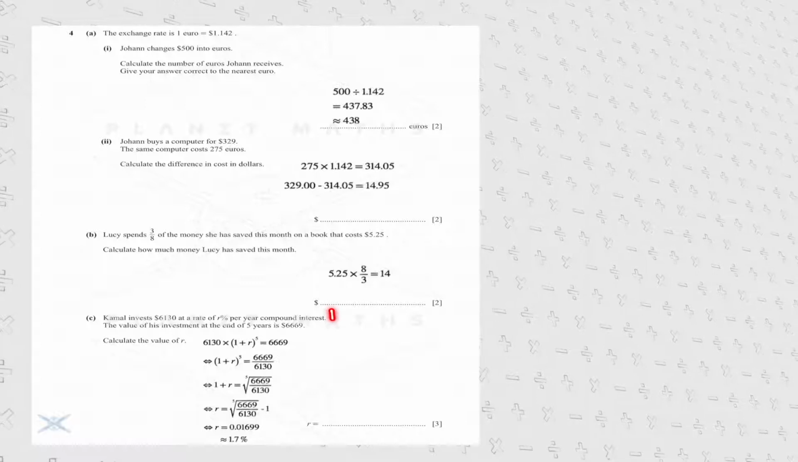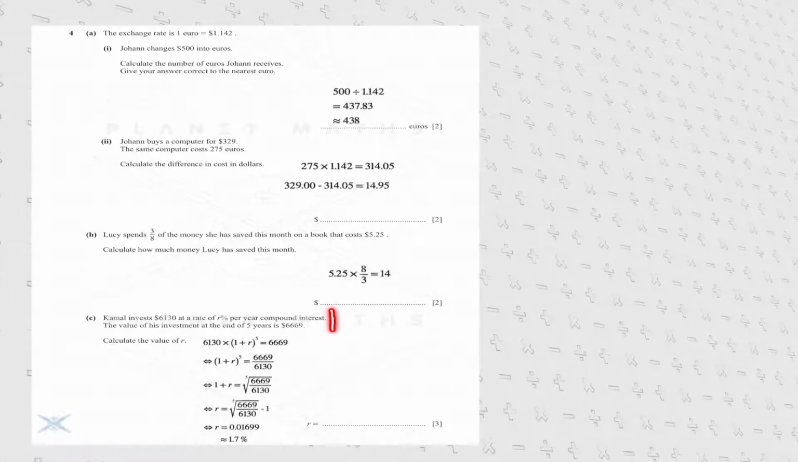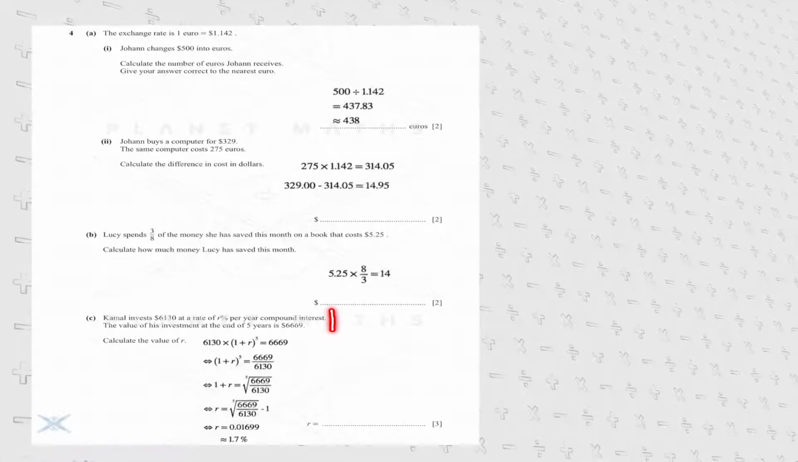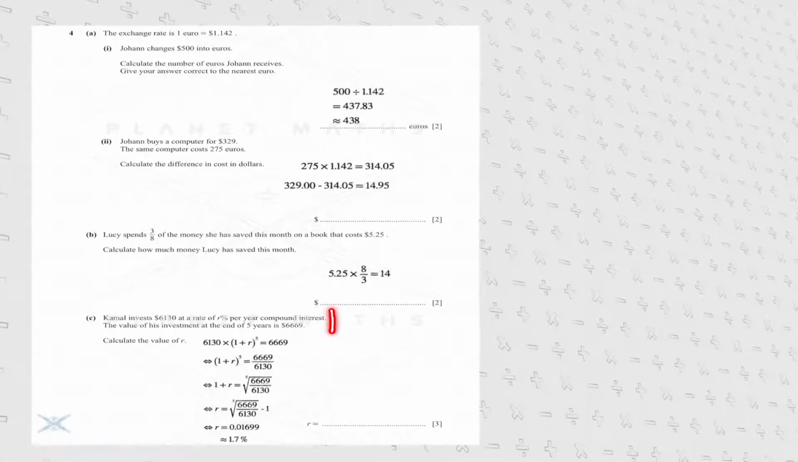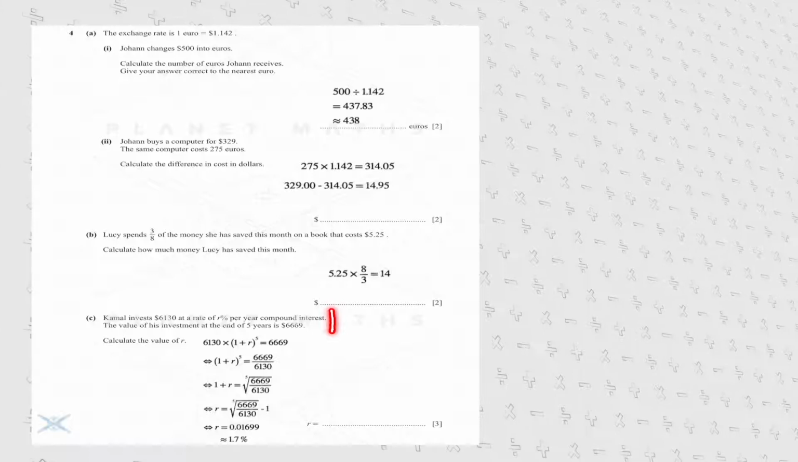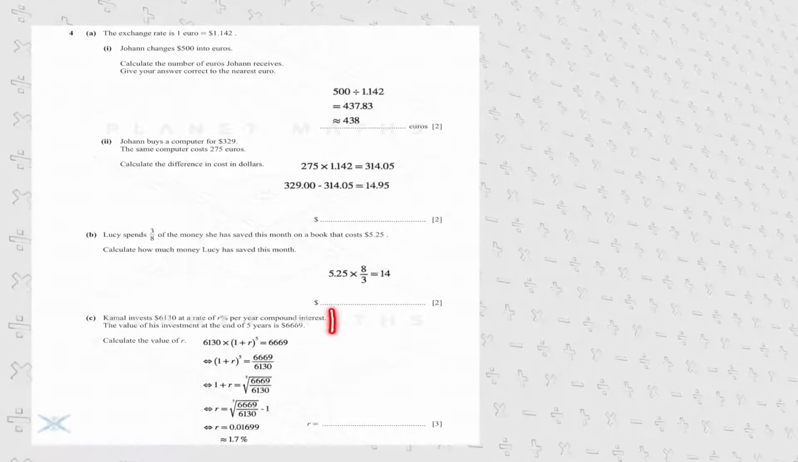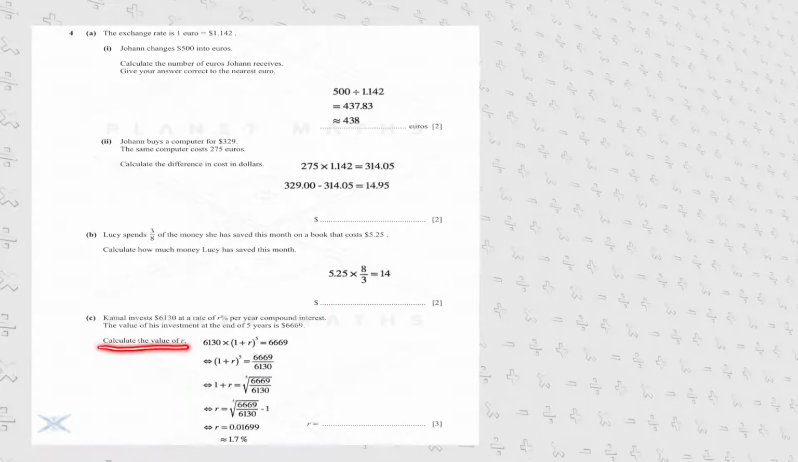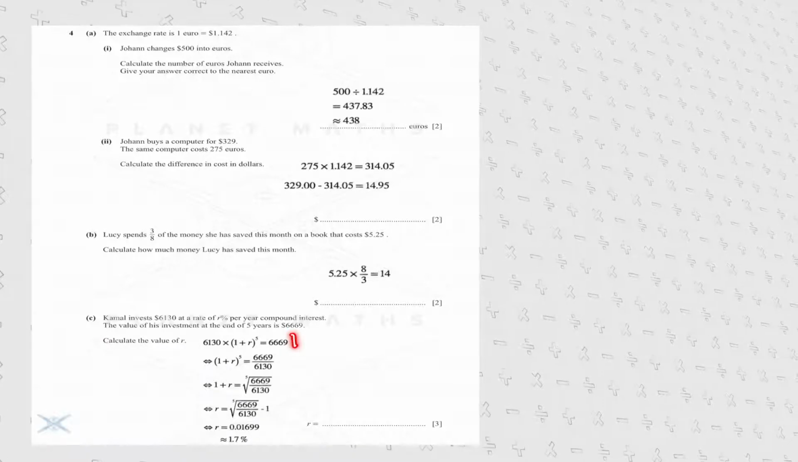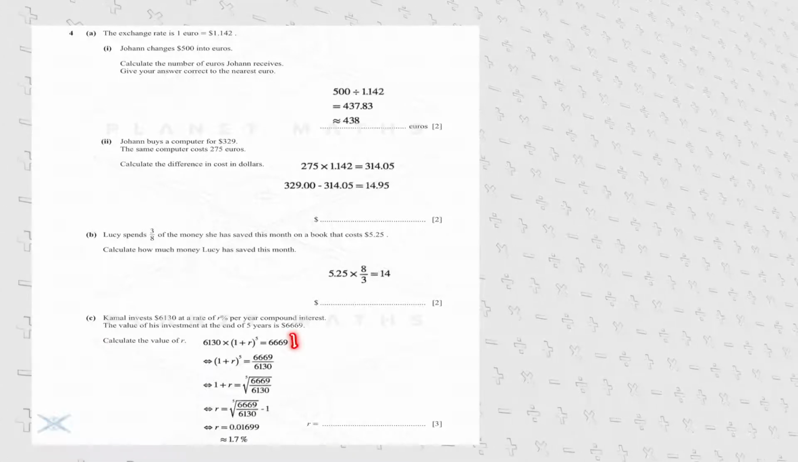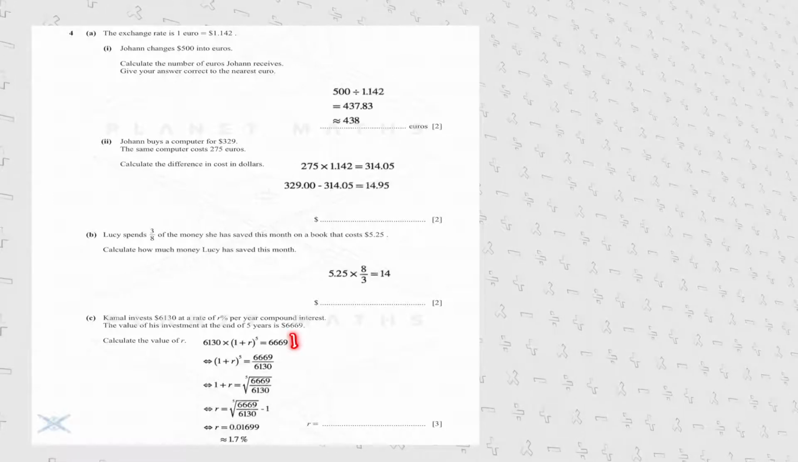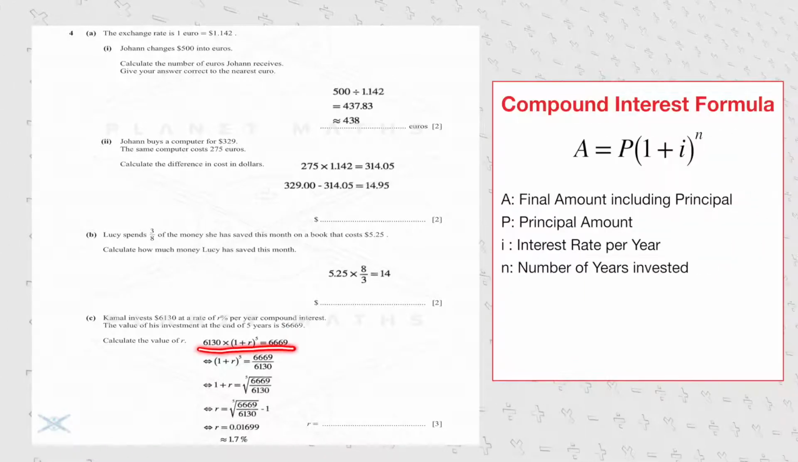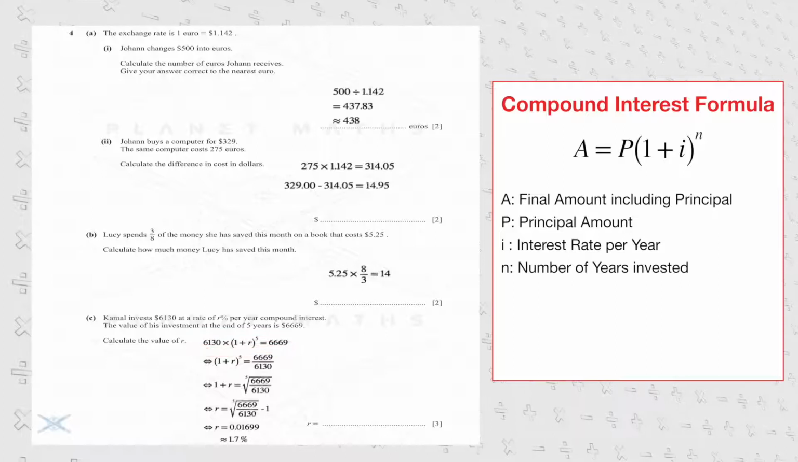In the final part of exercise 4, it is stated that Kamal invests $6,130 at the rate of R% per year compound interest. The value of his investment at the end of 5 years is $6,669. We are required to find the value of R. Employing the formula necessary to determine the value of money after a number of years using compound interest as provided allows us to set up the following equation after plugging in all of the values stated within the exercise.